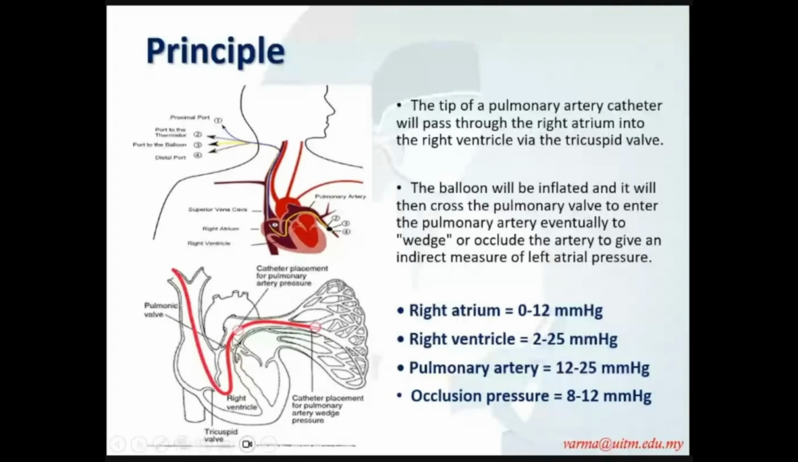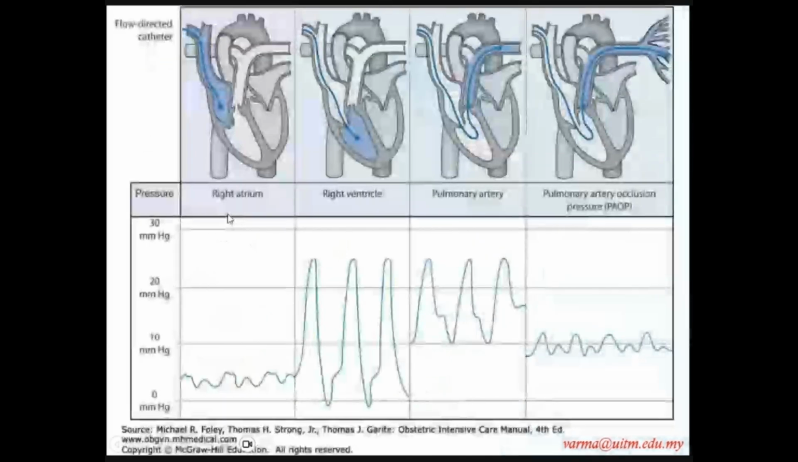So how do we know we are in the right atrium, right ventricle or pulmonary artery? We are looking at the pressure and waveform changes. That is why we always have to look at the waveform. Instead of a CVP waveform, the pressure and waveform will change, so we know where we are. Sometimes we can use our TOE to guide as well. So this is what the pressure change and the waveform change look like.